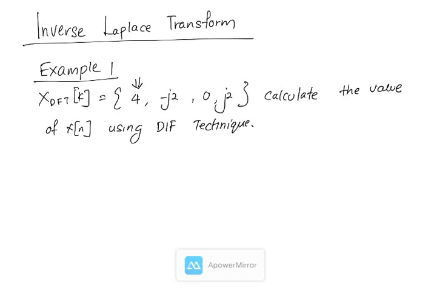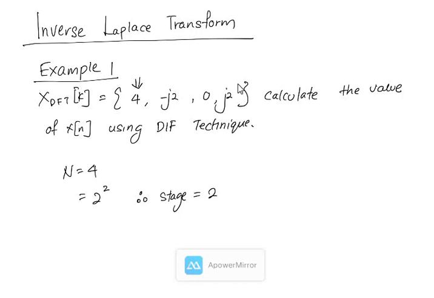So if you look at this question, how many samples is it? n equal to 1, 2, 3, 4. So N equal to 4 samples. Then 2 power of how many equal to 4? So 2 power of 2. This means that there are 2 stages.